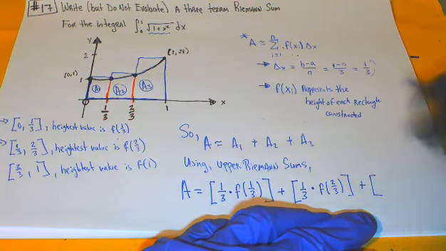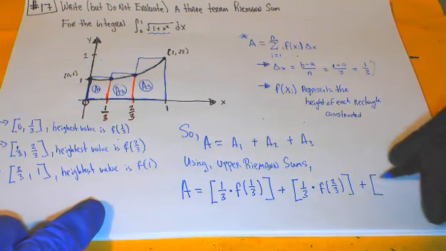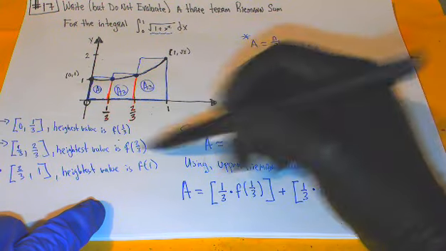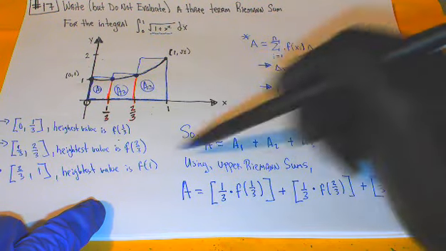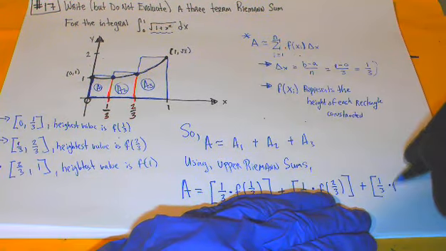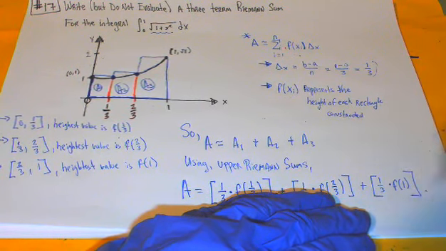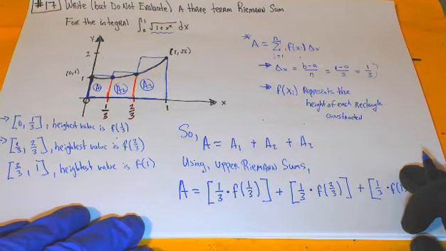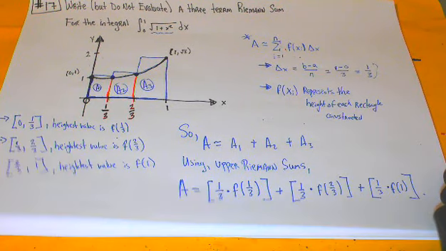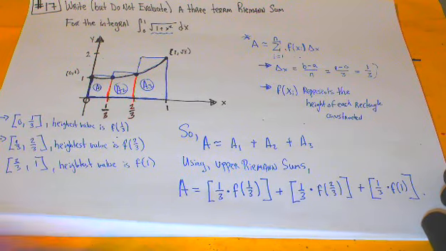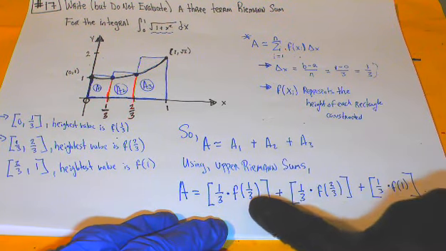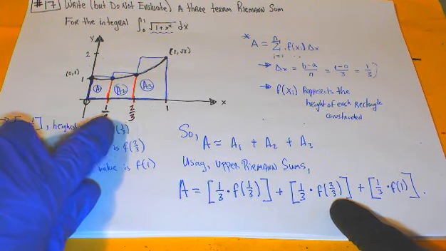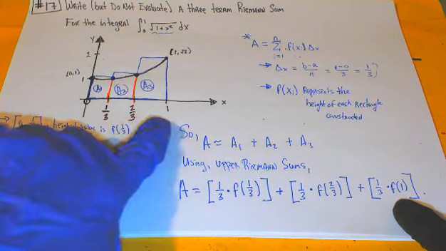Now here, you're going to have, again, the width of 1/3 for your third rectangle. Its height, because we're using upper Riemann sums, is going to be f of 1. And that's it. You don't have to do anything else after this problem. Now, if you wanted to use lower Riemann sums, then you would have had to choose the lowest value in each subinterval. So if you were to use lower Riemann sums, it would have been 0, then 1/3, then 2/3.